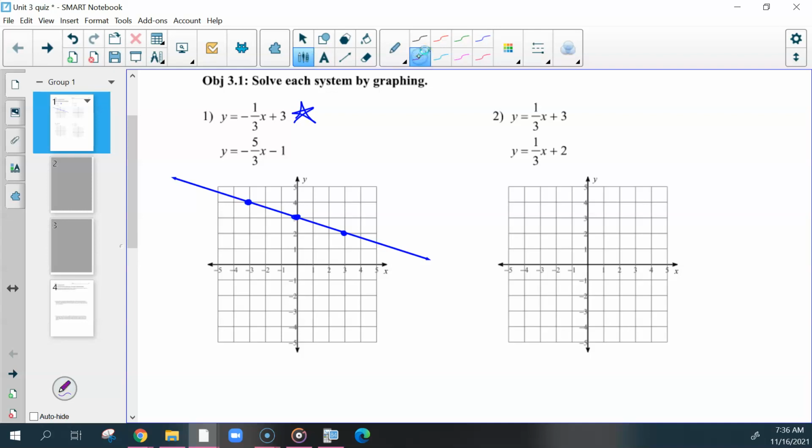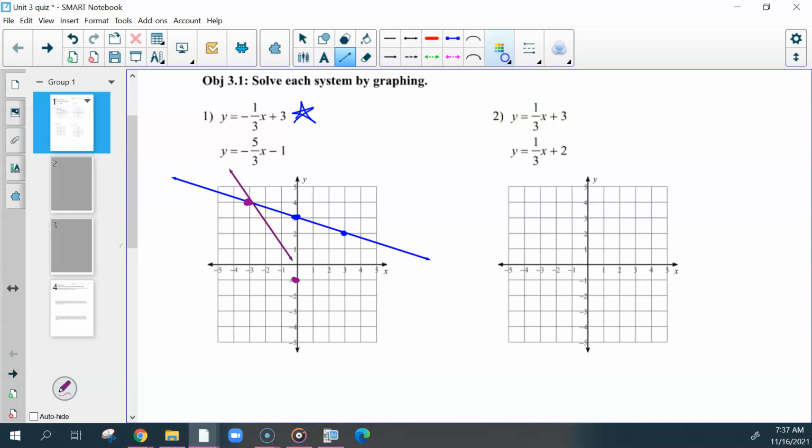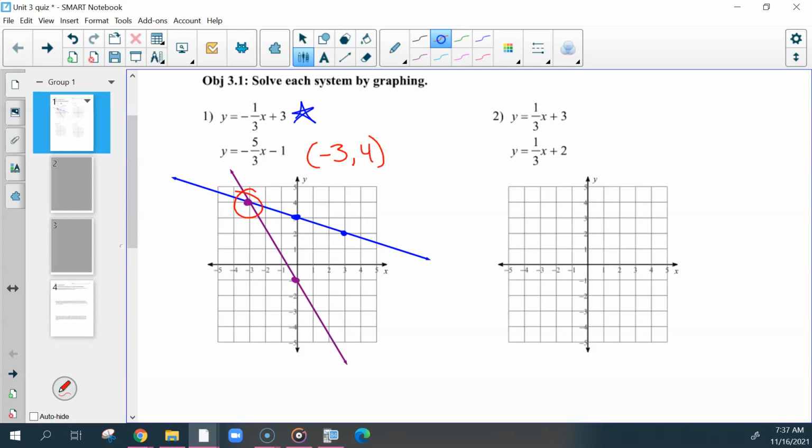For the second one, you had a y-intercept of -1 and a slope of -5 over 3. So in this case, I can't go down 5, but I can go up 5 and to the left 3 and draw that line. And then I can see where these two lines intersect at this one point: -3, 4. So that was your answer, your solution for that one.